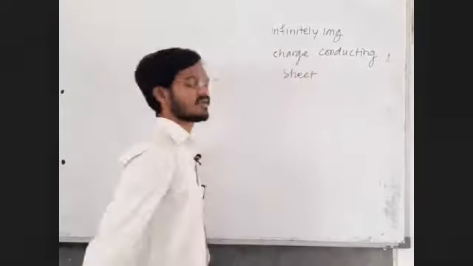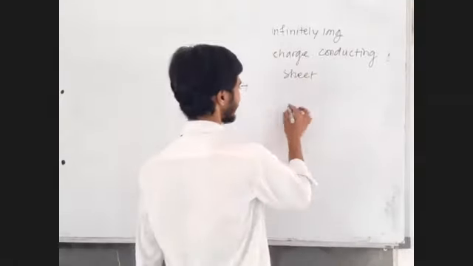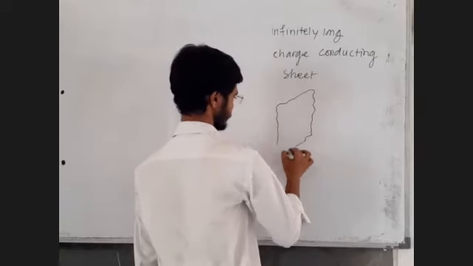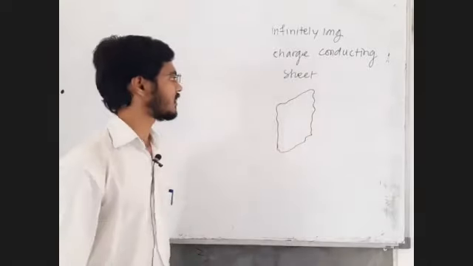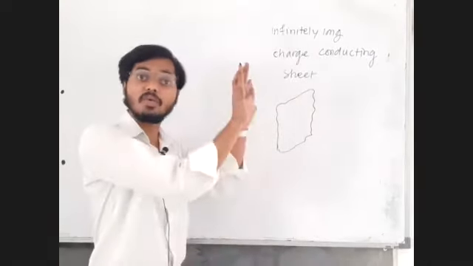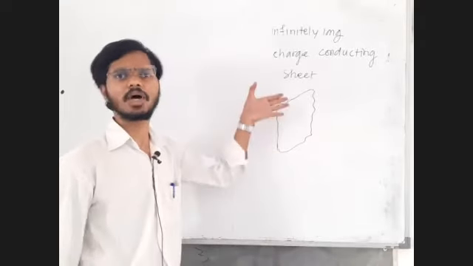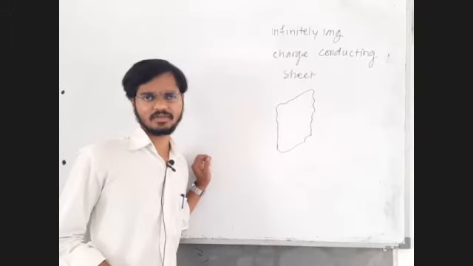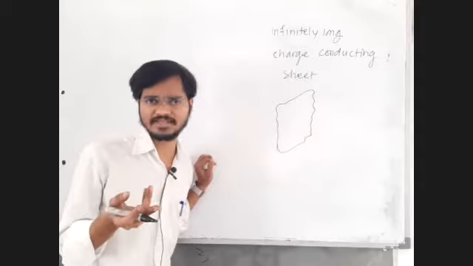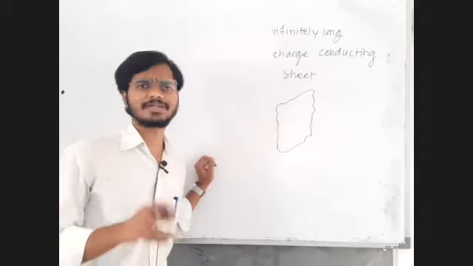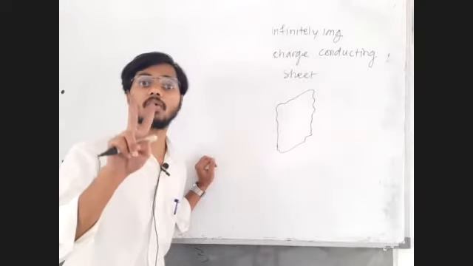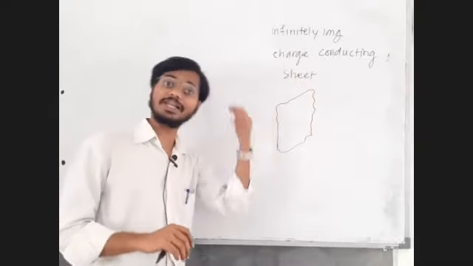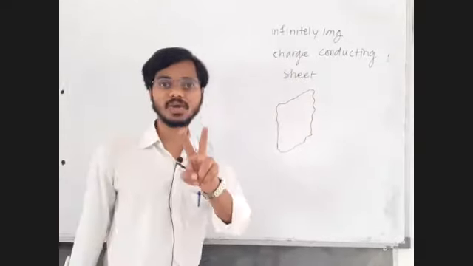Let's see. Very simple thing. What happens is, when you have a conducting sheet, in case of an insulating sheet there is only one layer of charge. But when you have a conductor, of course you cannot have a conductor of zero thickness. It will be very thin, but still it is not zero. So now you will have two layers of charges, one on the right hand side and one on the left hand side.